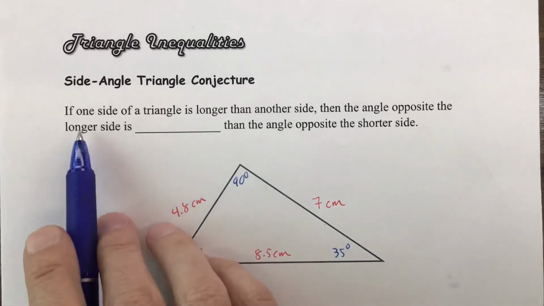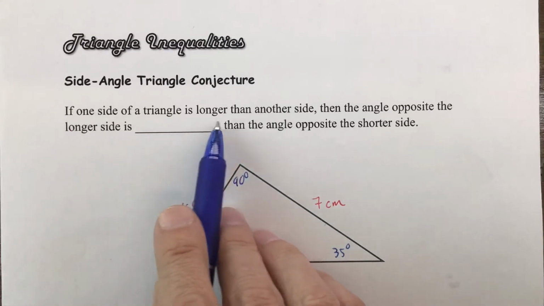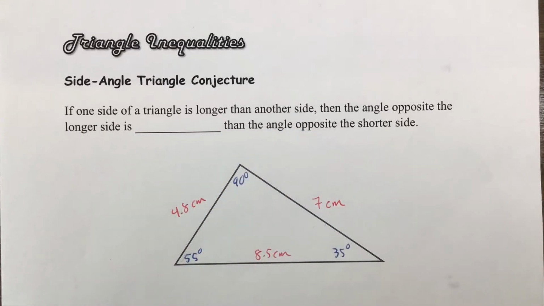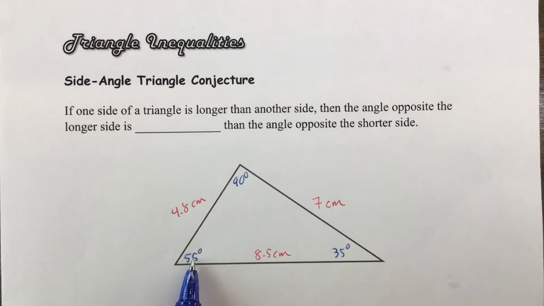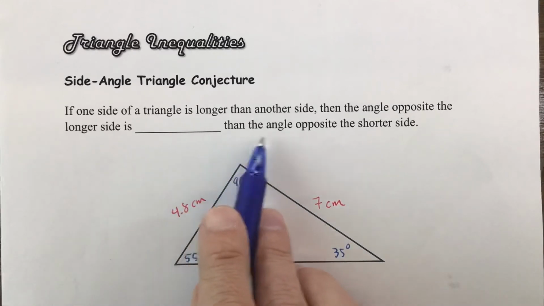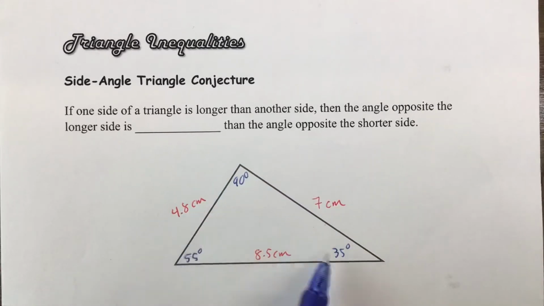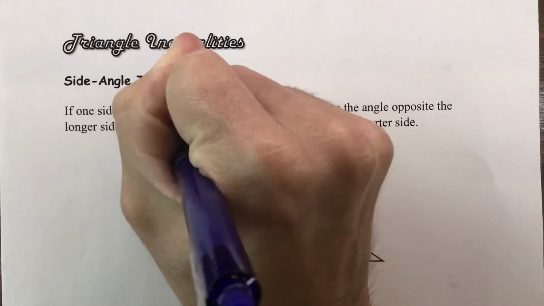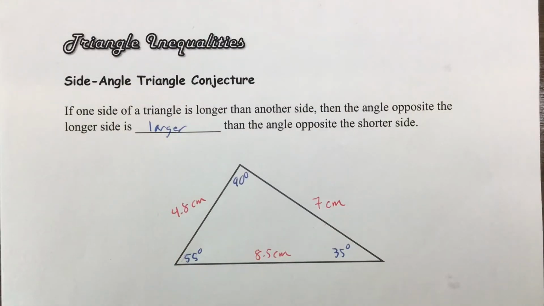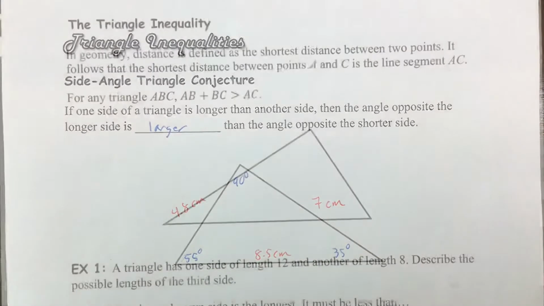Okay, so our conjecture says if one side of a triangle is longer than another side, okay, let's take a look here. If this side right here is longer than that one, then the angle opposite the longer side, 55 degrees, is blank than the angle opposite the shorter side, okay, which would be the 35. All right, so the angle across from the 7 is actually larger. It would actually be larger than the angle across from the shorter side. All right, that is our first triangle inequality.